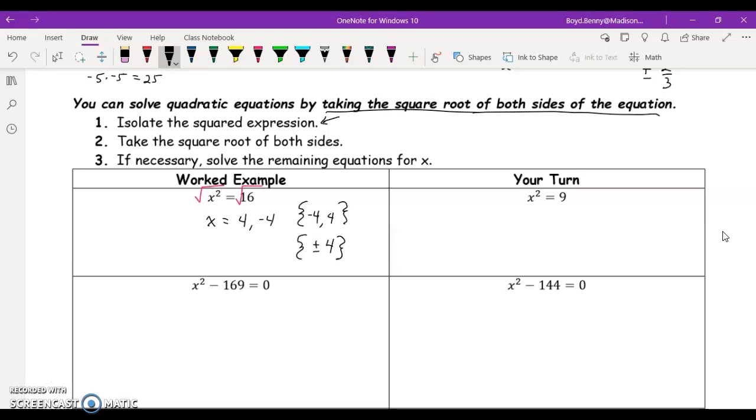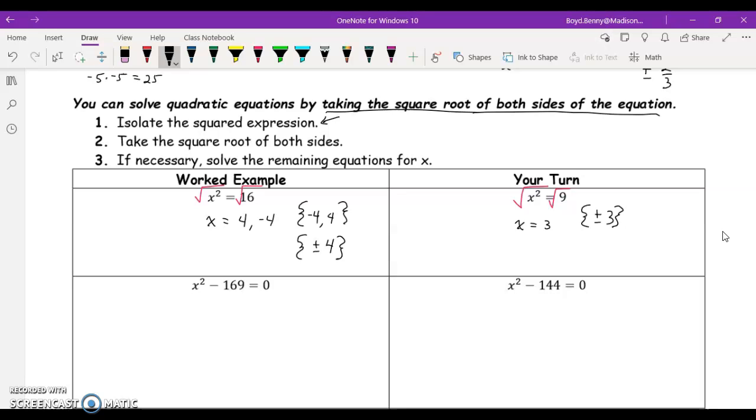For the your turn problem, we're going to do the same thing. Take the square root of both sides. When I do that, I'm going to get x equals 3. Okay? But I need to remember that my solution set is going to include the positive and the negative solution, so it will be positive or negative 3.